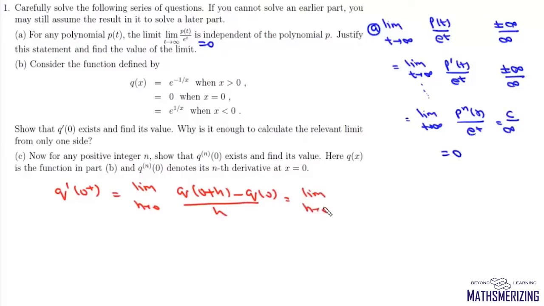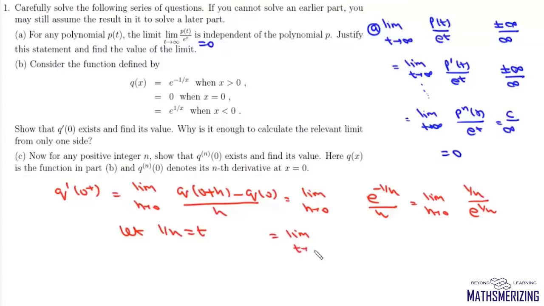Now this is limit h tends to 0. Now q(h), when x is greater than 0, is simply e to the power minus 1 by h. q(0) is 0 and here it will be this h. So we can write this as limit h tends to 0, 1 by h, and then e to the power minus 1 by h. Now what we will do is we'll let 1 by h as t, then we can write this as limit t tends to infinite t upon e to the power t, which is of the form p(t) upon e to the power t, and we know that this limit is equal to 0. So q dash 0 positive is 0.